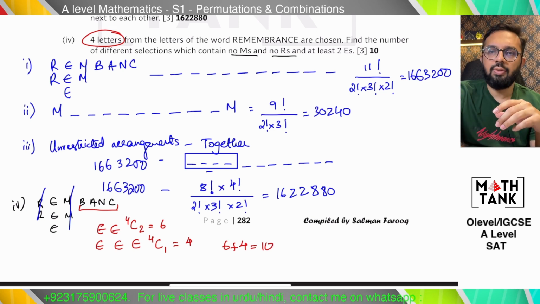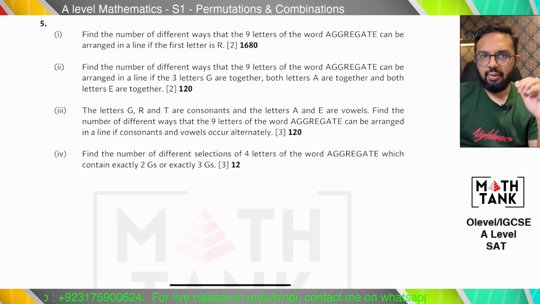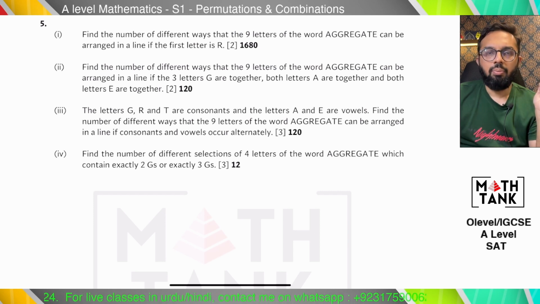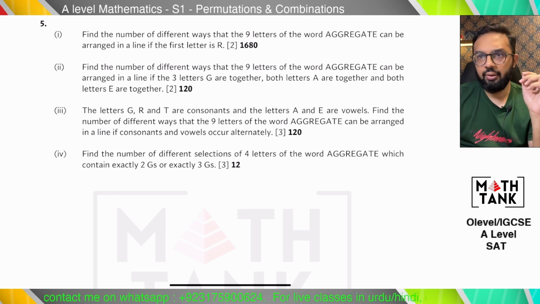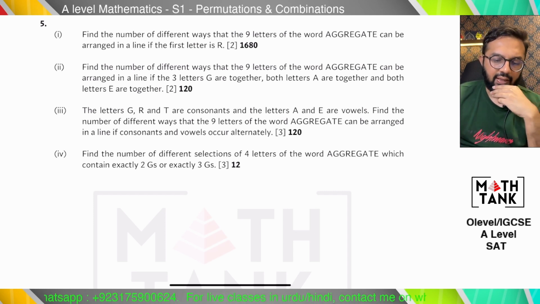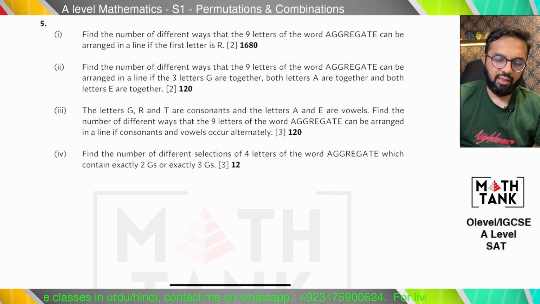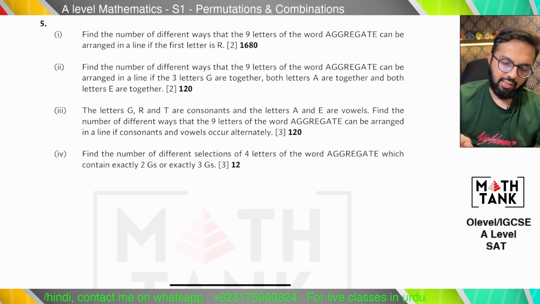Okay, let's move on. Let's look at the last question for permutations of letters. And this is a challenging one and it's going to bother you at the end a little bit. It says find the number of different ways that the 9 letters of the word aggregate can be arranged in a line if the first letter is an R.